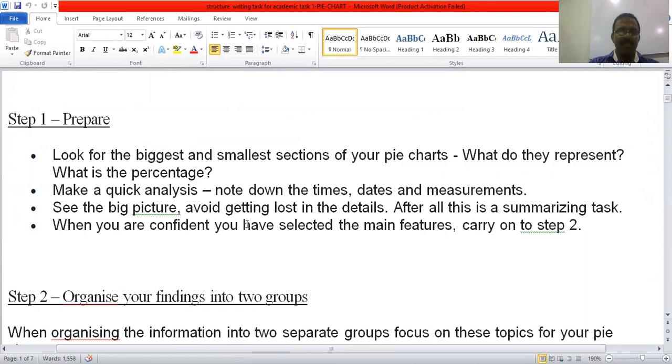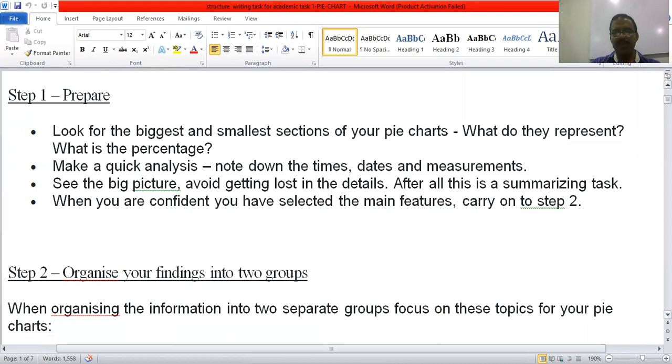So look for the biggest and the smallest section of your pie chart, and what do they represent? Like we have seen that they represent the rice, the meat. Okay, what is the percentage? So we have seen the percentage as well. Make a quick analysis, note down the times, dates, and measurements. See the big picture, avoid getting lost in the details. Okay, so you must avoid getting lost in the detail.